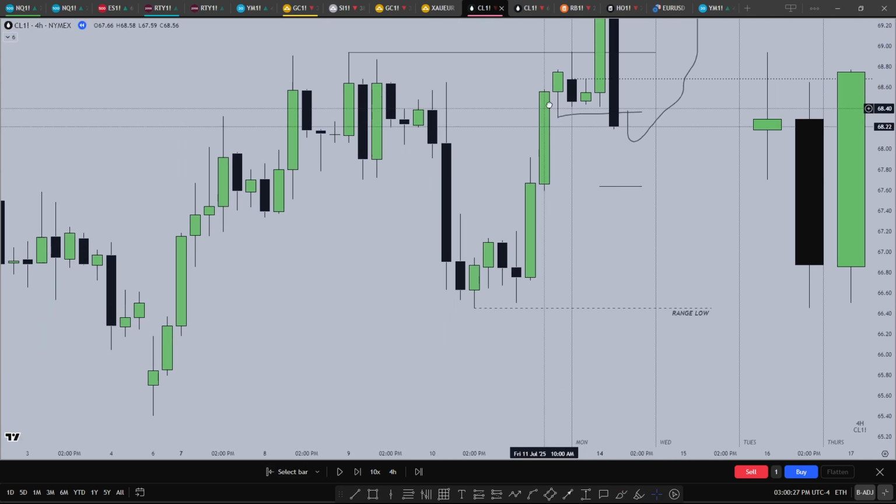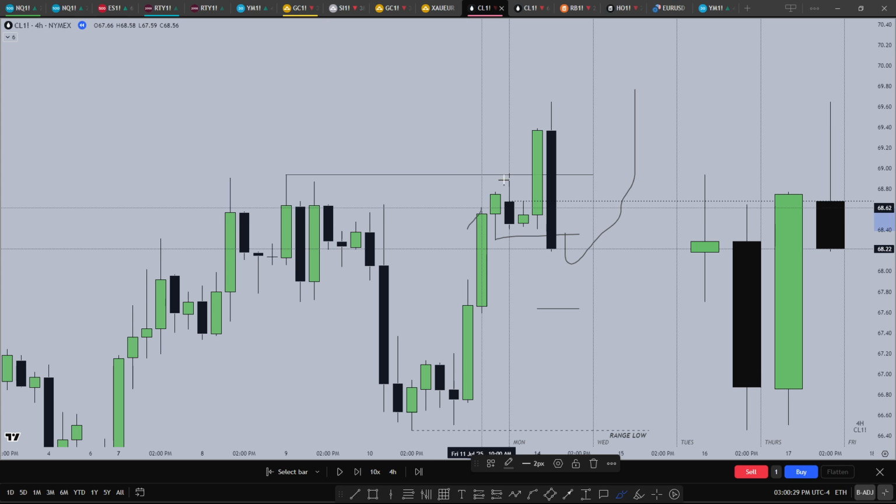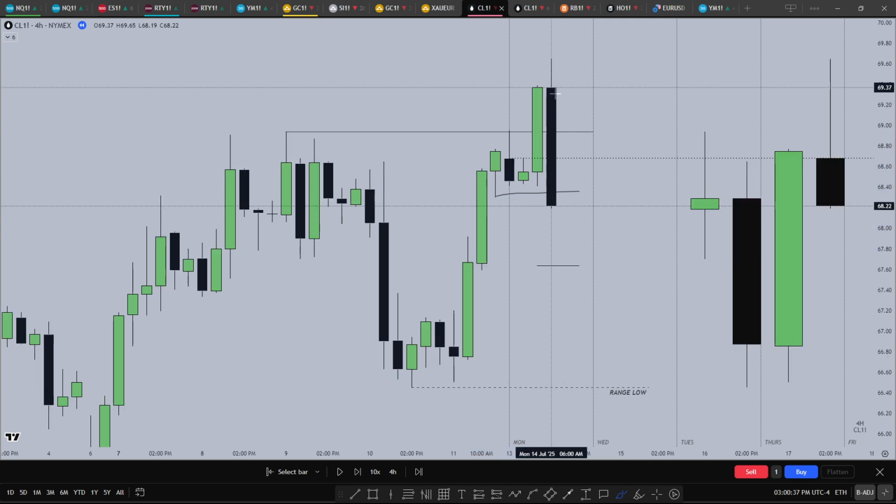Like tagging it, returning a bit back, then immediately displacing away. That would 100% count as a true breakout framework. Turning back inside, immediately displacing away.